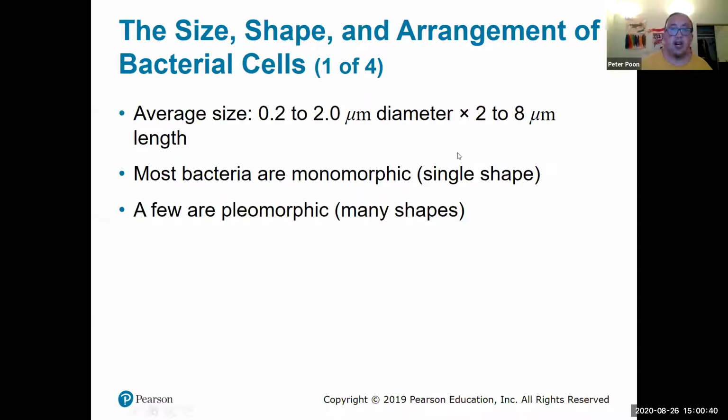The average size of bacteria is 0.2 to 2.0 microns in diameter, or 2 to 8 microns in length. Most bacteria are monomorphic, so they adhere to a specific shape. Some are pleomorphic, which means they can change shape according to different conditions that they are in.